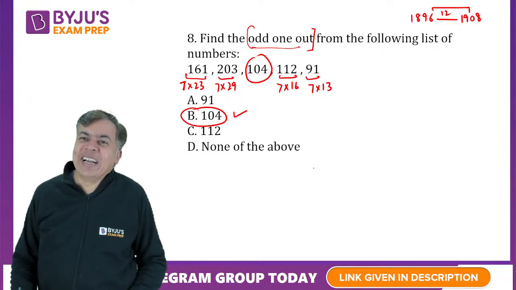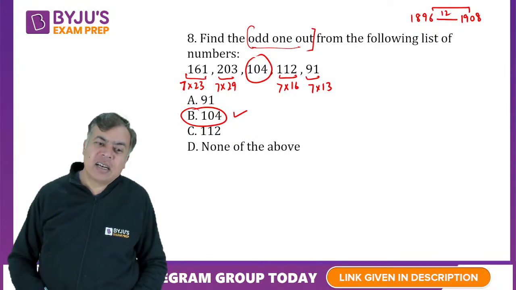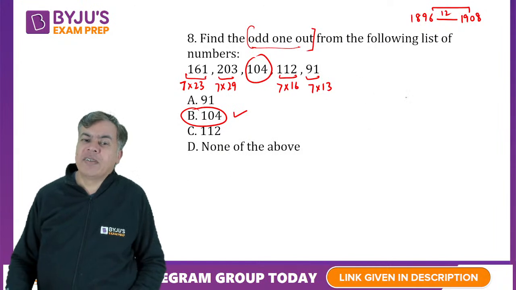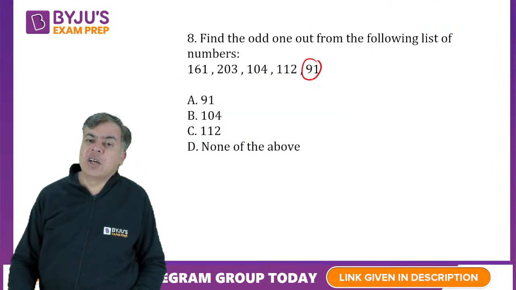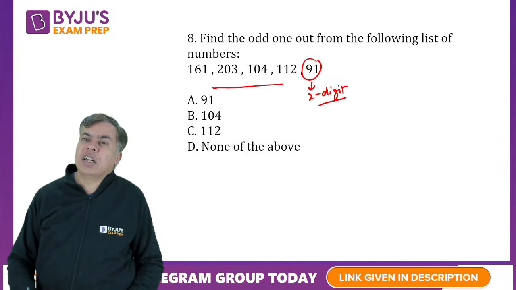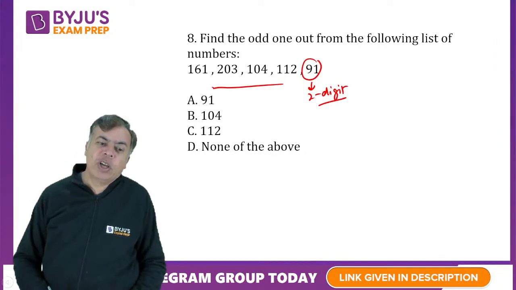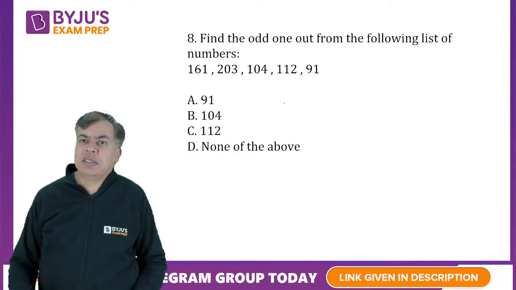Okay, great, Roshan, that can be said, right? But this 104 was the answer given. But yes, Roshan is correct, and in such kind of reasoning, you can answer this also. Roshan is saying that 91 is the only 2-digit number, rest all are 3-digit numbers. That is a possible reasoning, but we always go for the best possible answer.